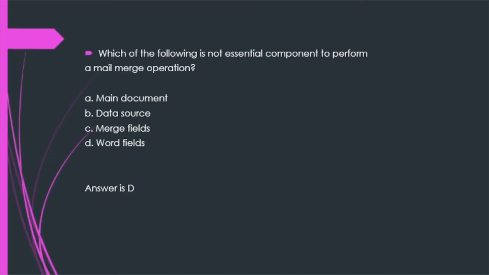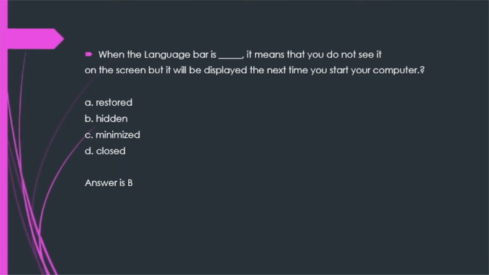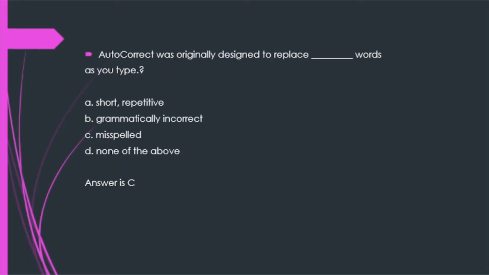When the language bar is dash, it means that you do not see it on the screen, but it will be displayed the next time you start your computer. The correct answer is B. Hidden. Autocorrect was originally designed to replace dash word as you type. The correct answer is C. Misspelled.